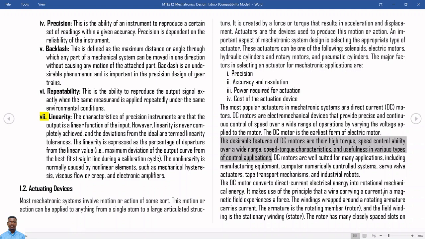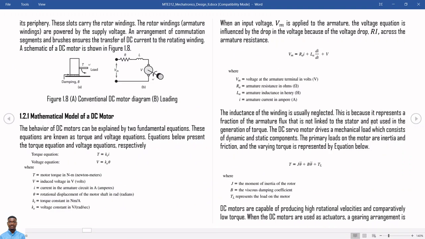So you have the electrical side, which consists of the armature. The armature is divided into two. You have the rotor and the stator. The rotating member of the armature is called the rotor, while the winding field is the stationary winding, which is called the stator. So the rotor has many closely placed slots on this periphery.